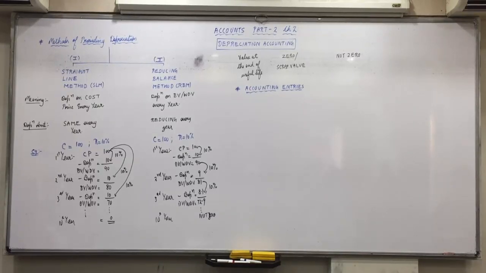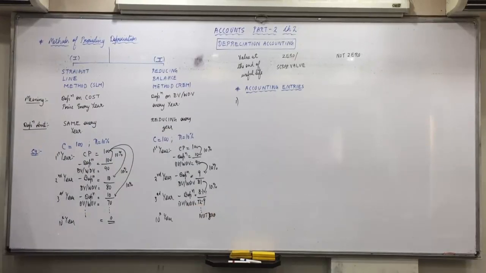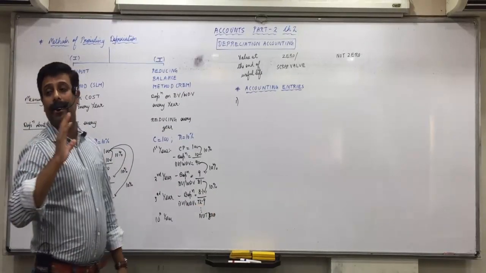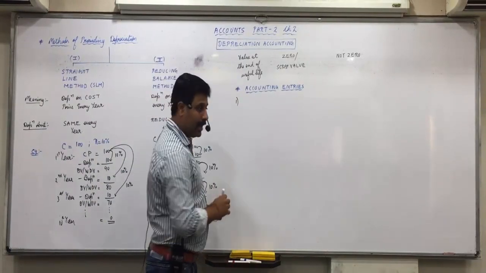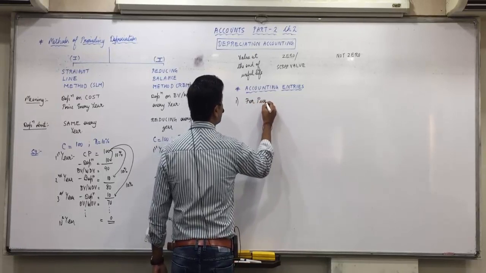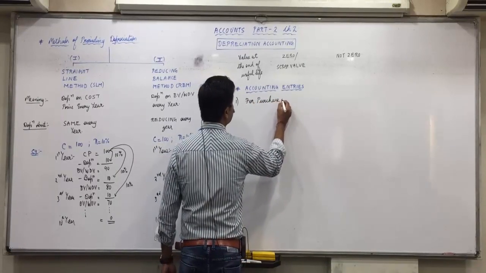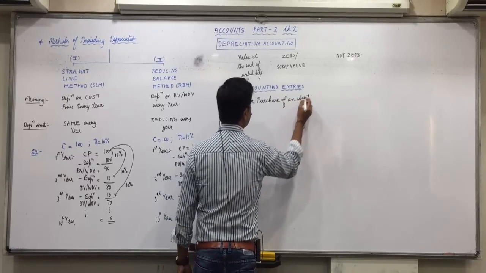Accounting entries you'll write along with me. They are very, very simple. Normal rules of journal entries are to be followed. Okay. Now be attentive. First entry we have to understand: for purchase of an asset. Write down for purchase of an asset.